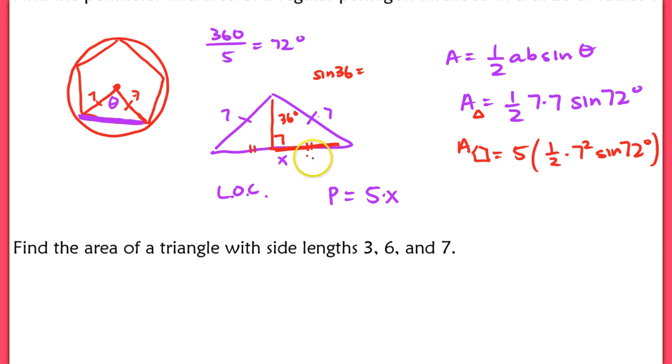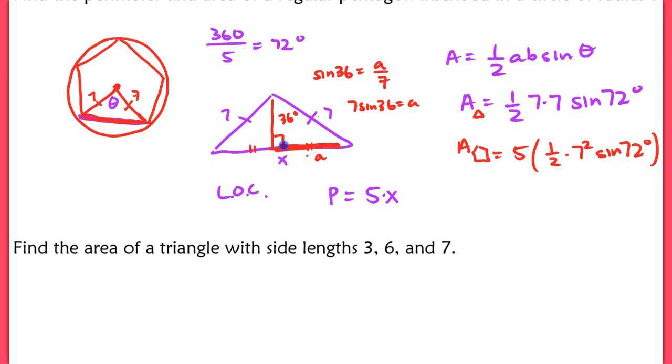Let's call it a new variable, a. So sine of 36 equals a over 7, so 7 times the sine of 36 equals that segment. Then I have to double it to find the full length of x, and then I multiply by 5 to find the perimeter.